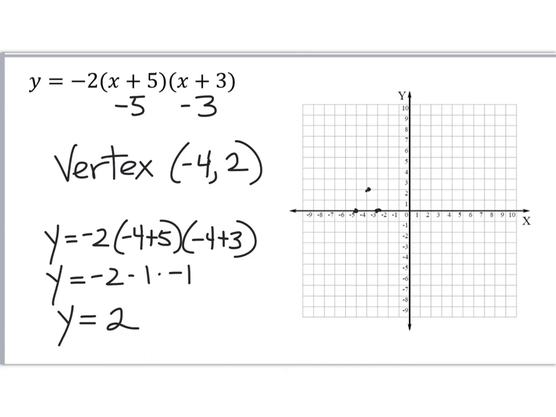Next, I'm going to draw my U. It's kind of a small one right here. Best I can do right now. As you see it, it's pointed downward. Is that what you expected when you saw the -2 in front? I hope it is. All right, go have some fun working on these problems.